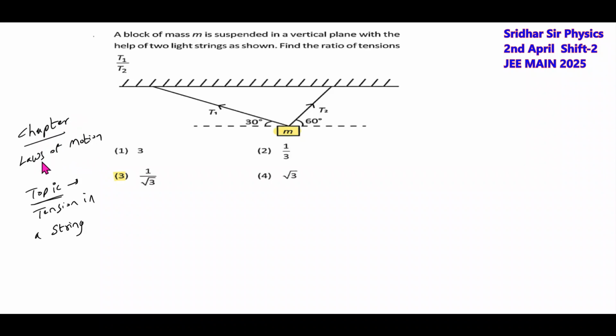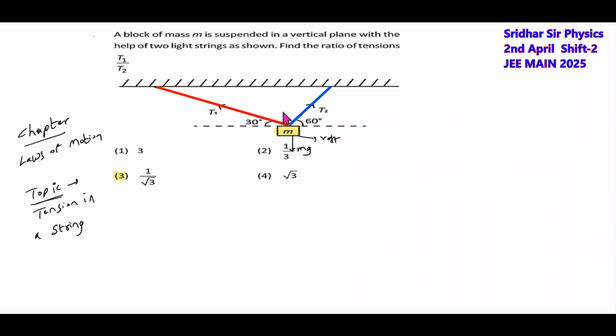This question belongs to the chapter Laws of Motion, class 11 syllabus. Topic name is tension in a string. So here you can see two strings. There's one string, and next we have the other one. Find the ratio of tension in these two strings. Then what are the forces that will be acting? The weight mg, and one component each, and it's in equilibrium. It will be at rest.